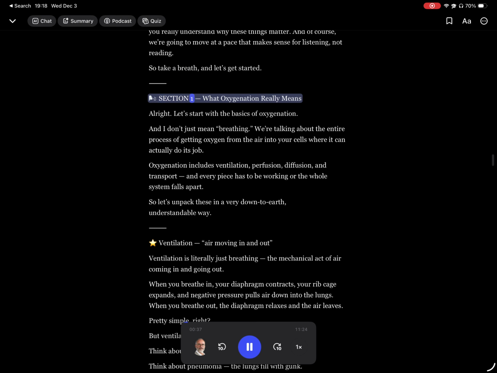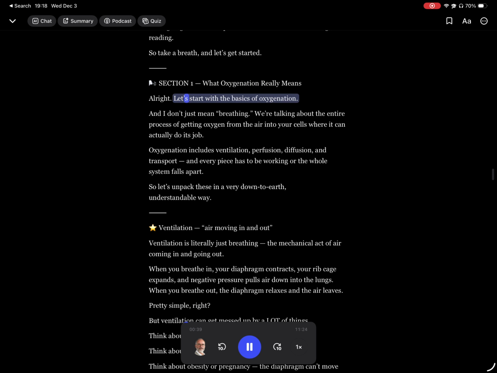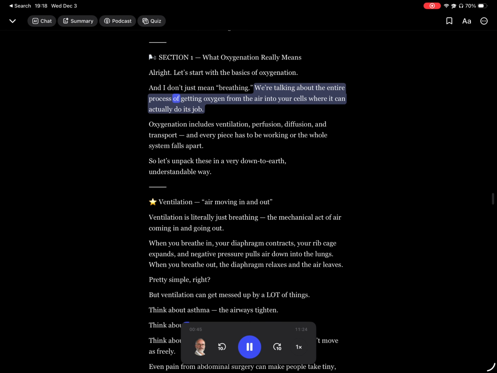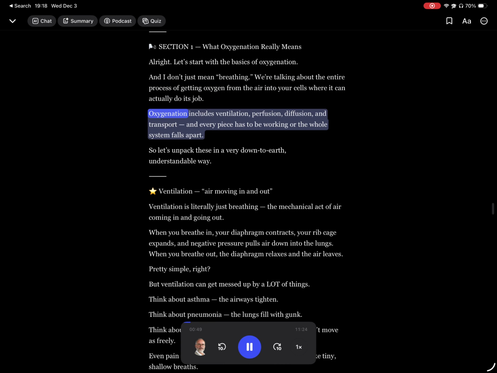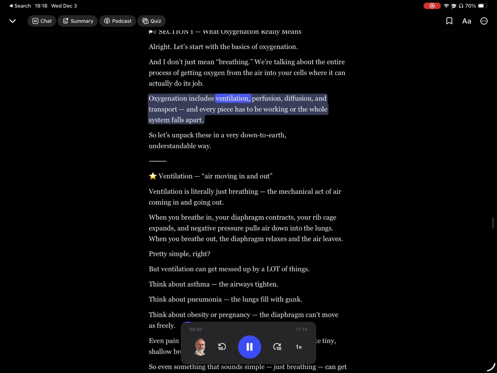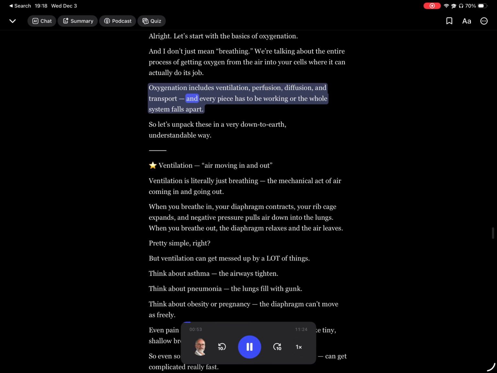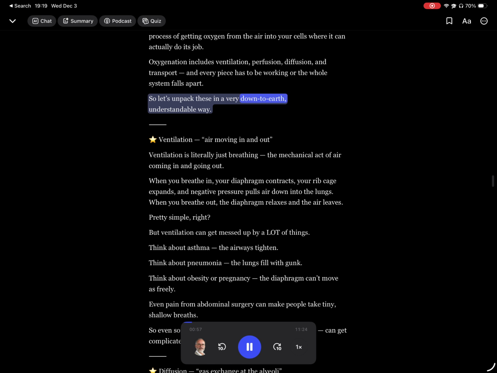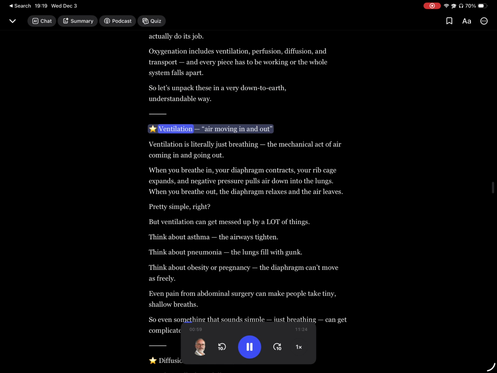Section 1. What oxygenation really means. All right, let's start with the basics of oxygenation. And I don't just mean breathing. We're talking about the entire process of getting oxygen from the air into your cells where it can actually do its job. Oxygenation includes ventilation, perfusion, diffusion, and transport. And every piece has to be working or the whole system falls apart. So let's unpack these in a very down-to-earth, understandable way.